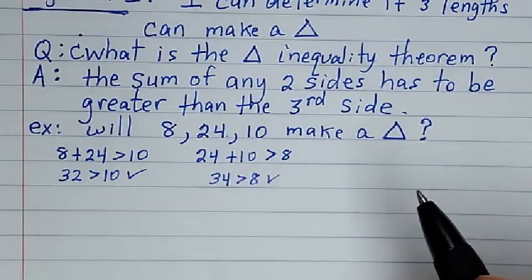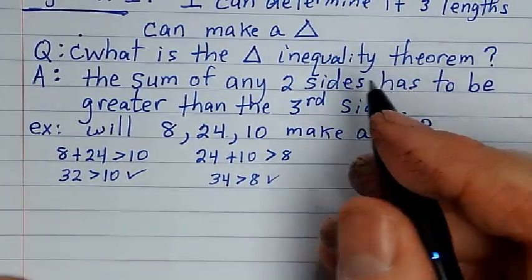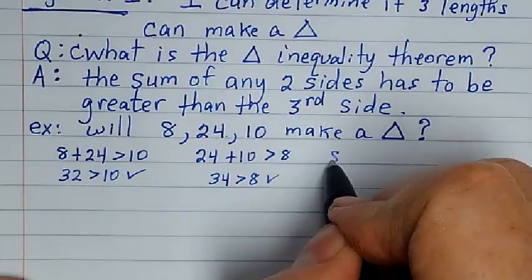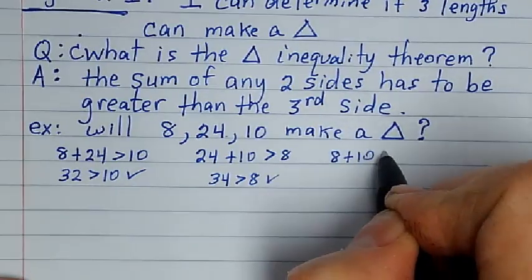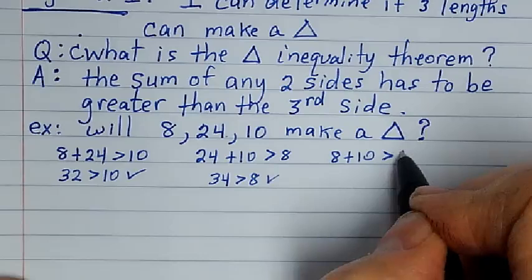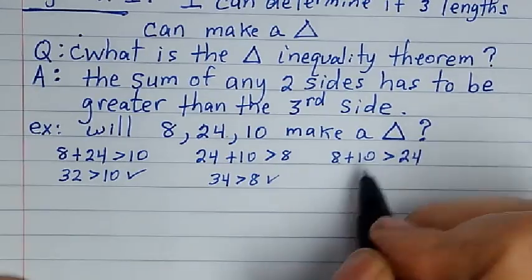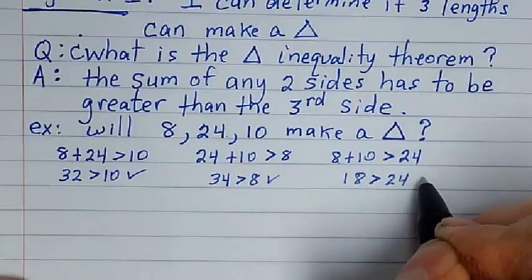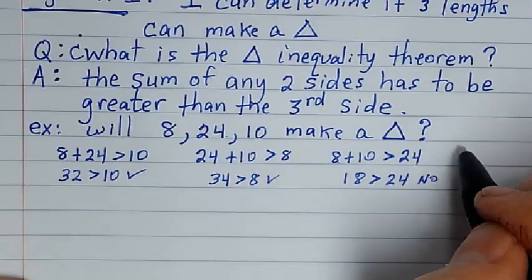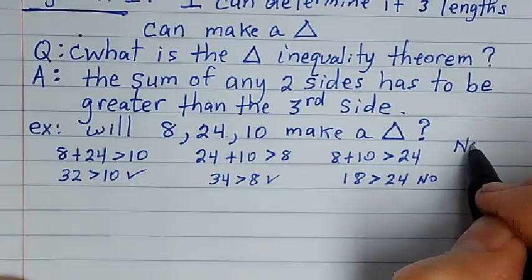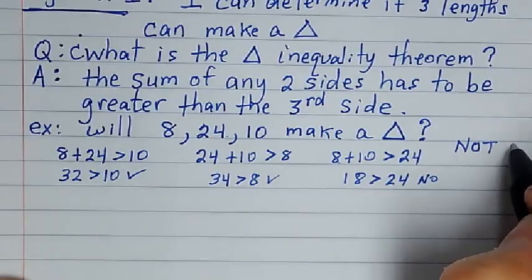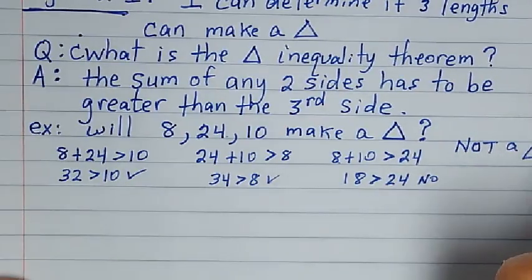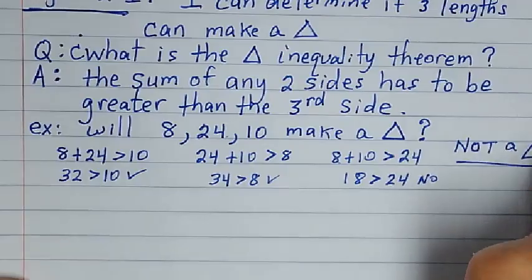Check. But which two sides did we not add yet? Okay, so we go 8 plus 10, and that's got to be greater than what number? 24. Well, what's 8 plus 10? Is 18 greater than 24? No. Failed. So guess what? Those three sides cannot make a triangle. So the answer is not a triangle.